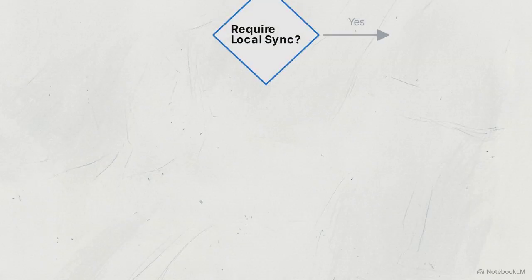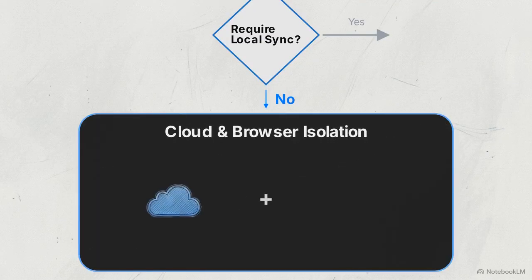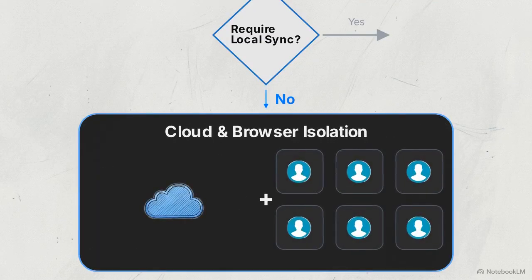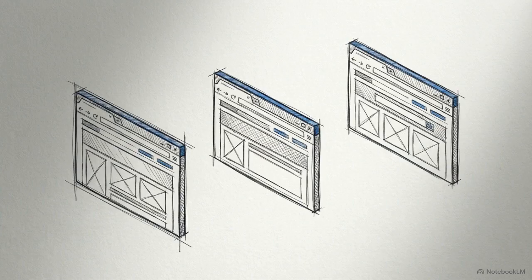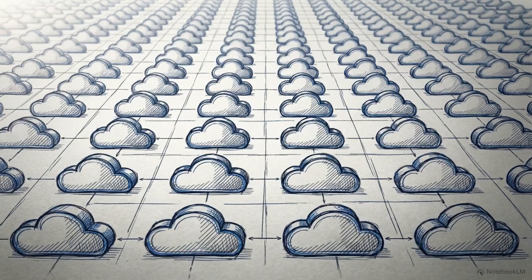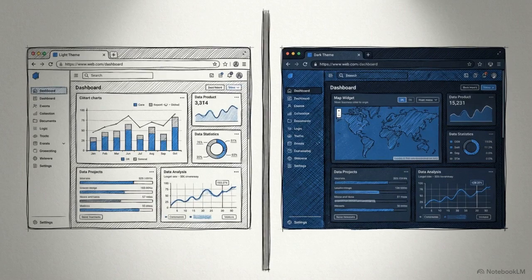Returning to our flowchart, users who prioritize infinite scale over local sync are routed down the No branch. This lands them at cloud and browser isolation. To set this up, you create dedicated user profiles within Chrome or Edge, or utilize a cloud session manager like Sendwin. Each profile acts as an independent browsing instance. Sandboxing removes all account limits. You can run unlimited client accounts side by side. The browser isolates the cookies and cache for each tab, resulting in 0 login conflicts or session overwrites.